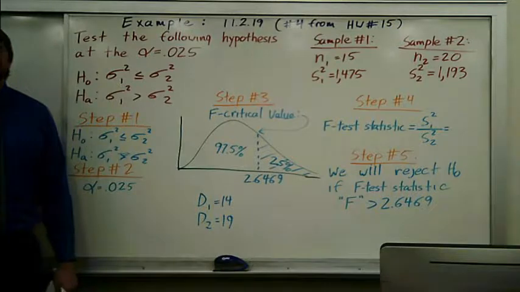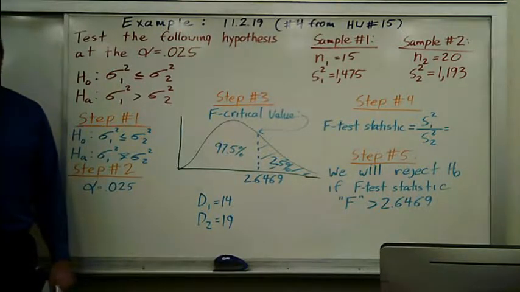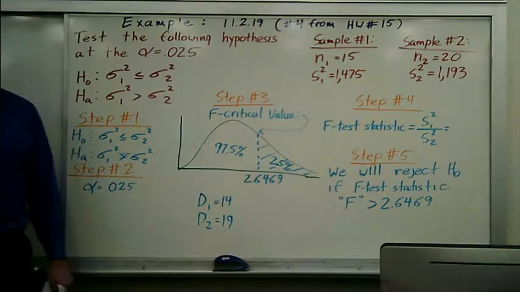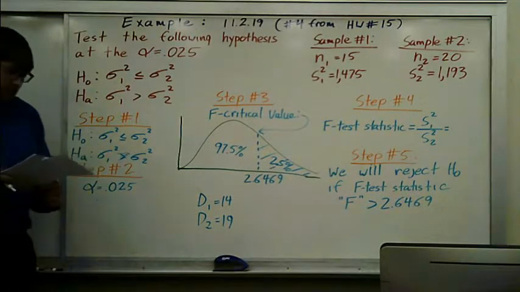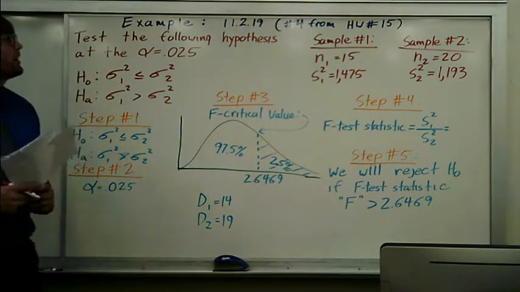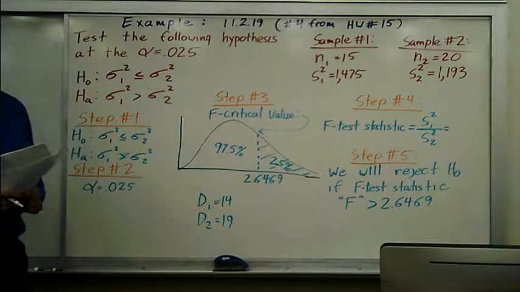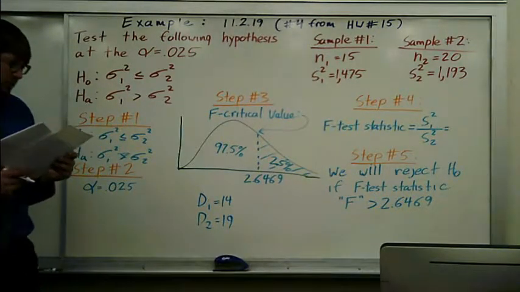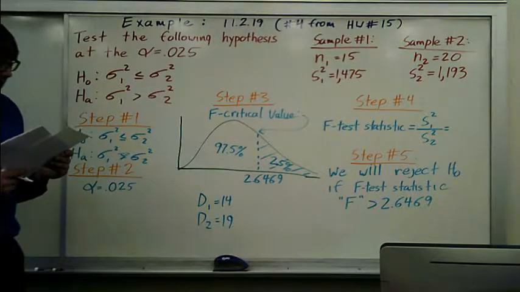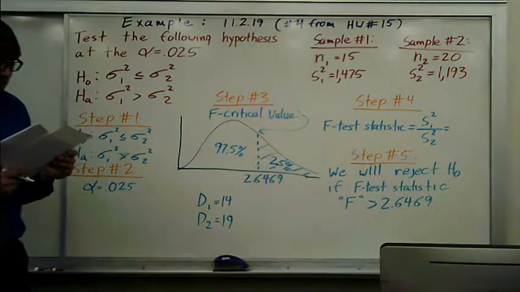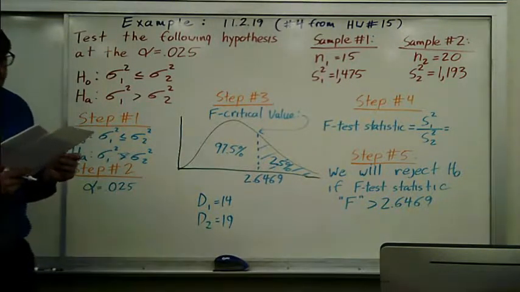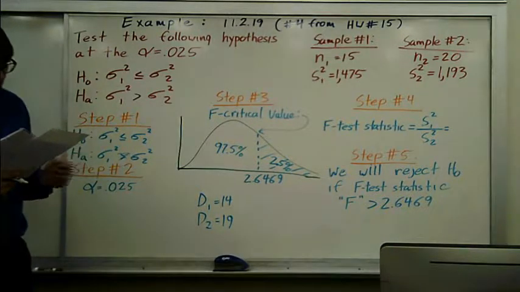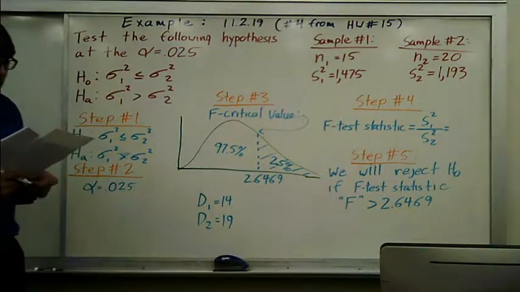Alright, the next example here is from chapter 11.2. And now 11.2 is on hypothesis testing when there's two different population variances. So let's see, we're going to check out 11.2.19, which is number 4 from your 15th homework assignment. And the problem reads, given the accompanying null and alternative hypotheses and sample information, complete parts A through B, which is basically just a hypothesis test.